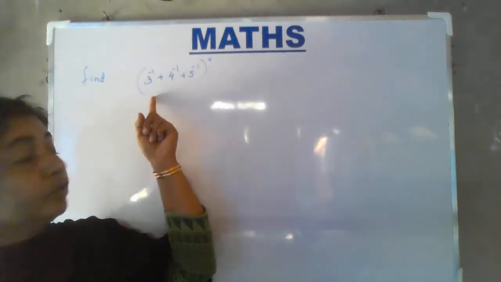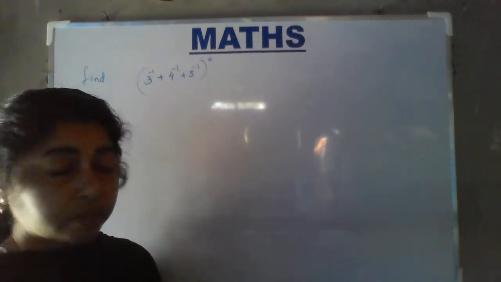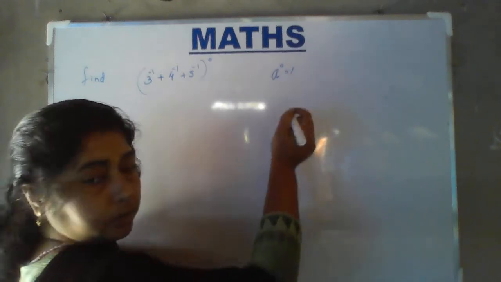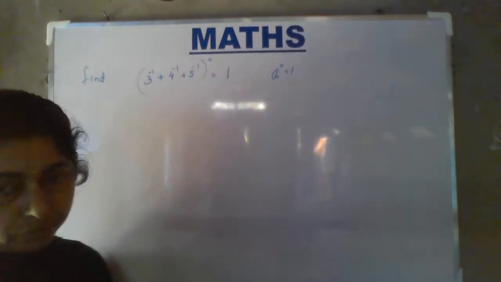And here, find the value of (3 raised to minus 1 plus 4 raised to minus 1 plus 5 raised to minus 1) whole raised to 0. We know that any number raised to 0 is 1. So the value of this number is 1.